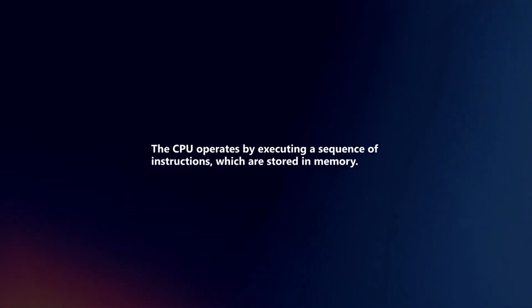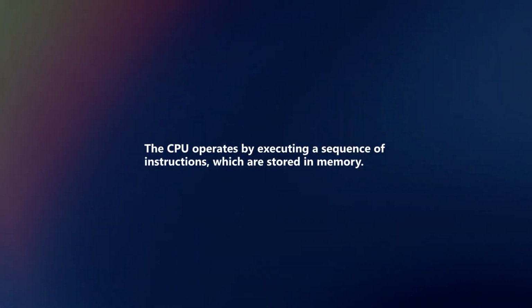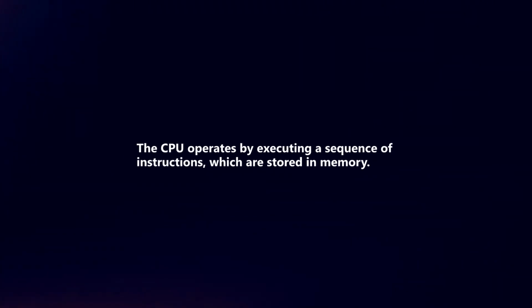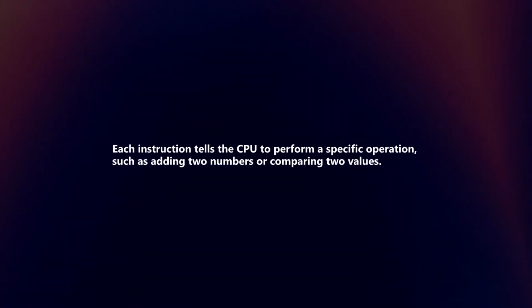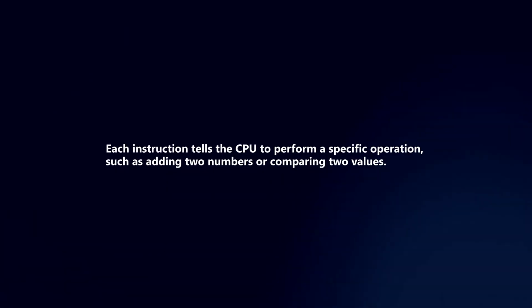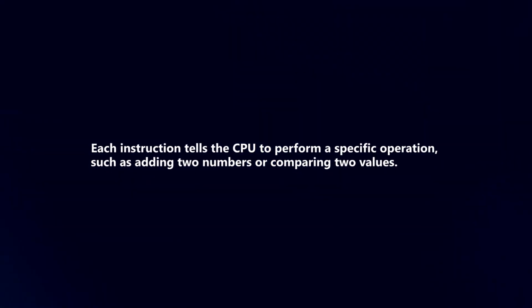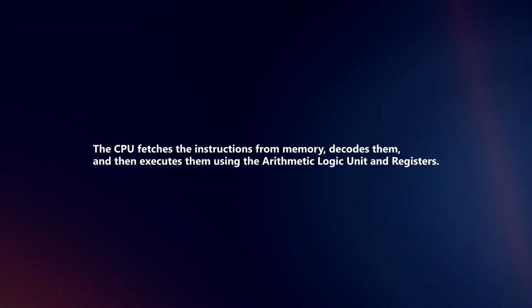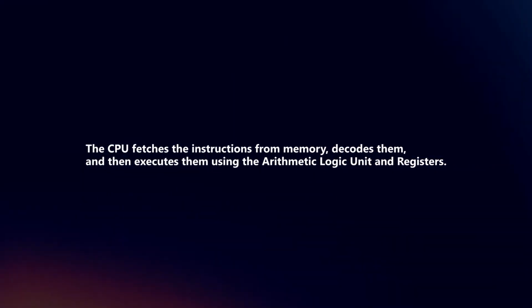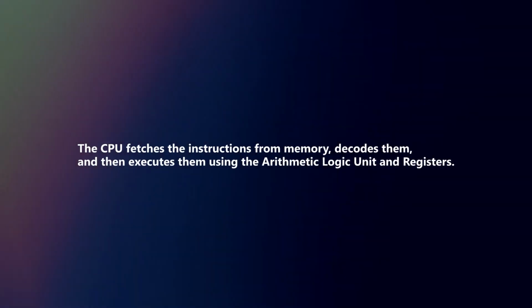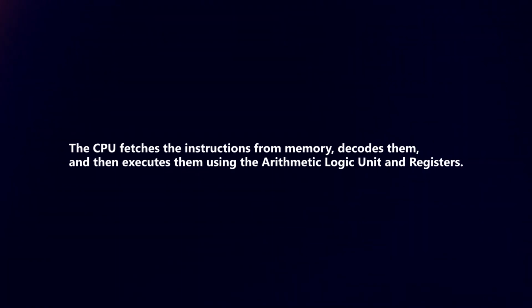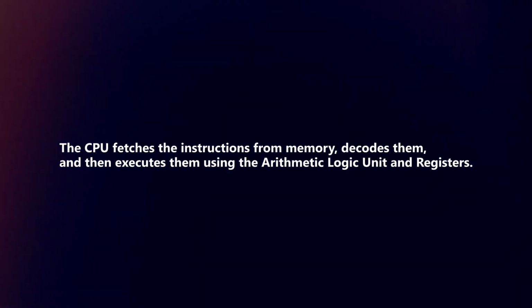The CPU operates by executing a sequence of instructions which are stored in memory. Each instruction tells the CPU to perform a specific operation, such as adding two numbers or comparing two values. The CPU fetches the instructions from memory, decodes them, and then executes them using the arithmetic logic unit and registers. This process continues until the program has been fully executed.